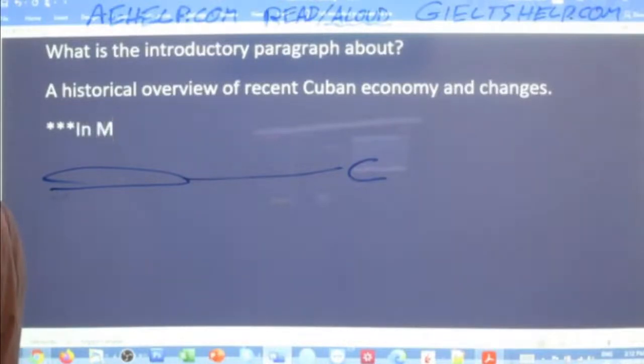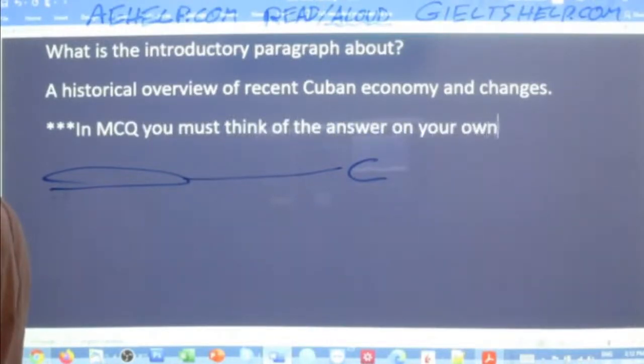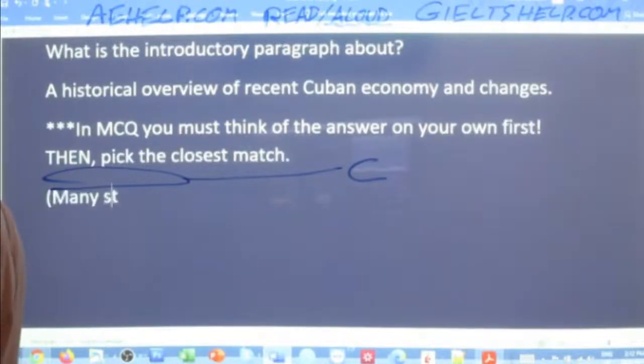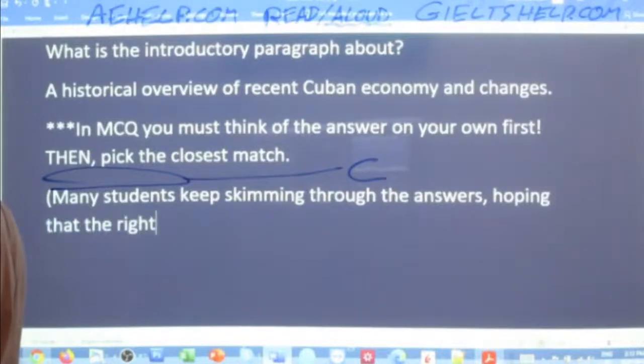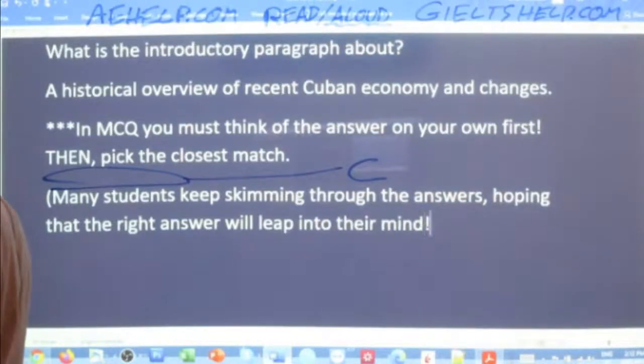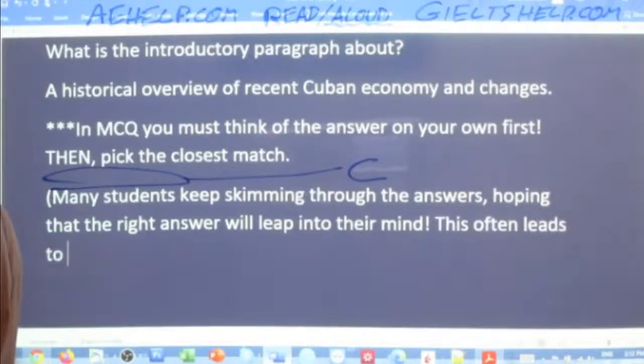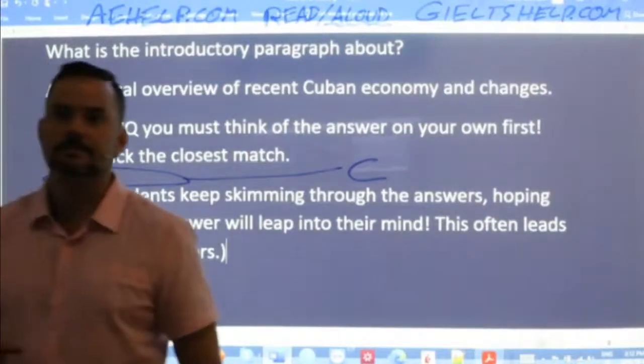So in multiple choice questions, you must think of the answer on your own first, then pick the closest match. The reason I say this is many students keep skimming through the answers, hoping that the right answer will leap into their mind. Okay. This often leads to incorrect answers and also confusion and frustration. Okay. Is everybody clear on that?